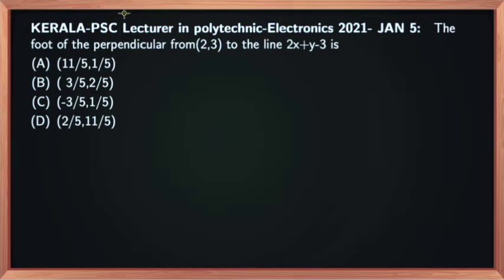Okay. In this question, the foot of the perpendicular from the point (2, 3) to the line 2x plus y minus 3 is asked. So first, the slope of this line, which is y is equal to minus 2x plus 3. We all know the slope of that line is minus 2. Okay. Now, any line which is perpendicular to this line, if its slope is m, then the product of the slopes of these two lines must be equal to minus 1. That is the condition for perpendicularity. Hence, the slope of the required line is easily, you can write it as 1 by 2. So, now the perpendicular line will have slope 1 by 2.